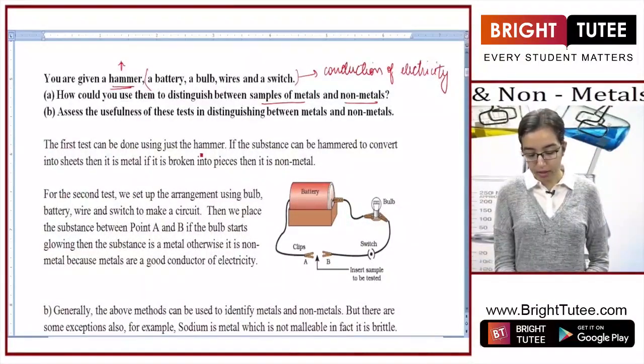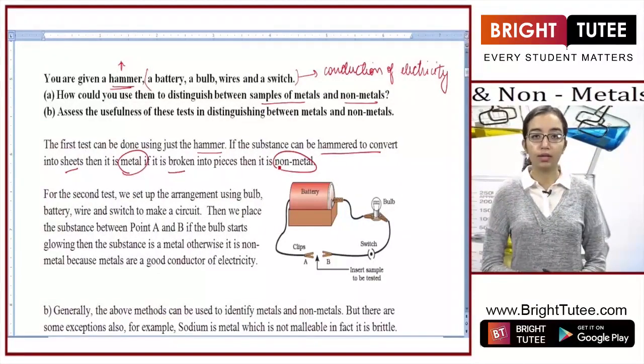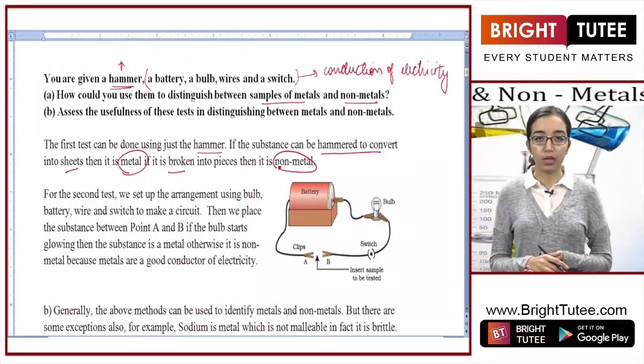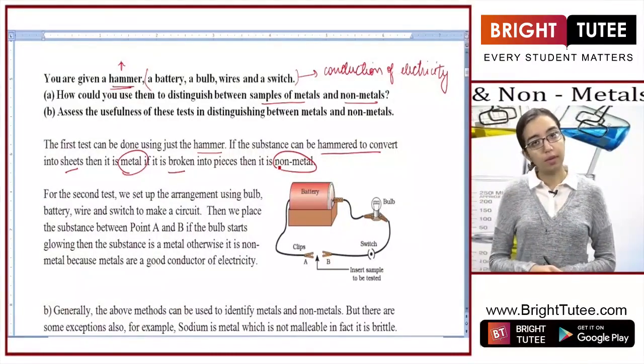The first test can be done using just a hammer. If a substance after being hammered gets converted into sheets, then it is a metal. If it is broken into pieces, then it is a non-metal. So anything that gets broken down into pieces when force like a hammer is applied would be a non-metal, and if not, then it would be a metal.